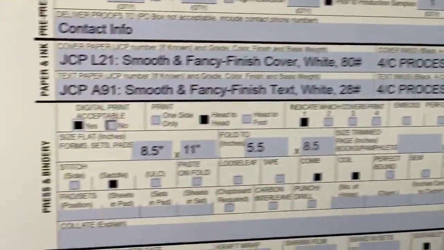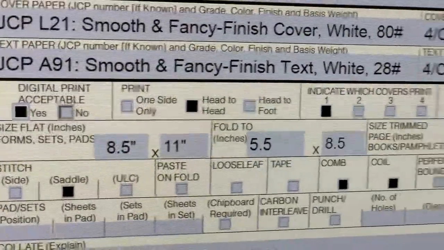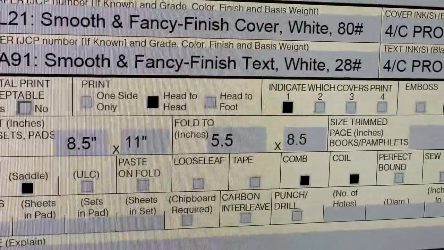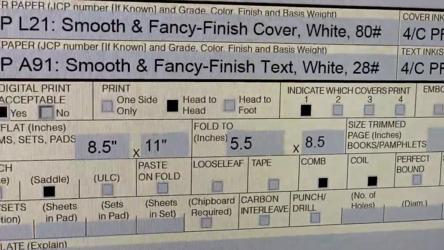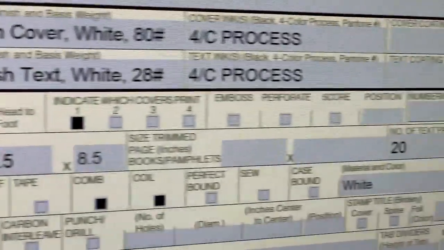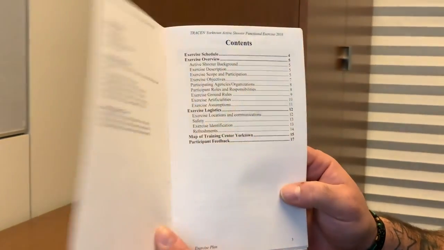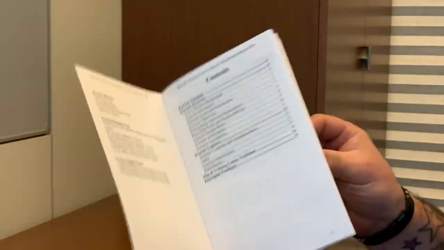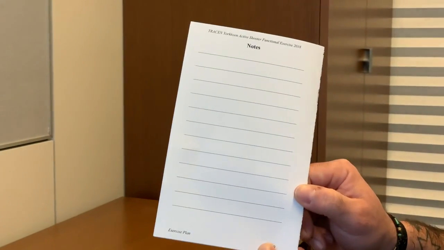Next is the press and bindery. Choose print single side only, head to head, which is printed like a book with binding on the side, or head to foot, which is a calendar, for example, that has binding on the top. Which covers to print? Select 1 if you want printing on the outside of the front cover. Inside of the front cover, select 2, inside of the back cover 3, or outside of the back cover 4.